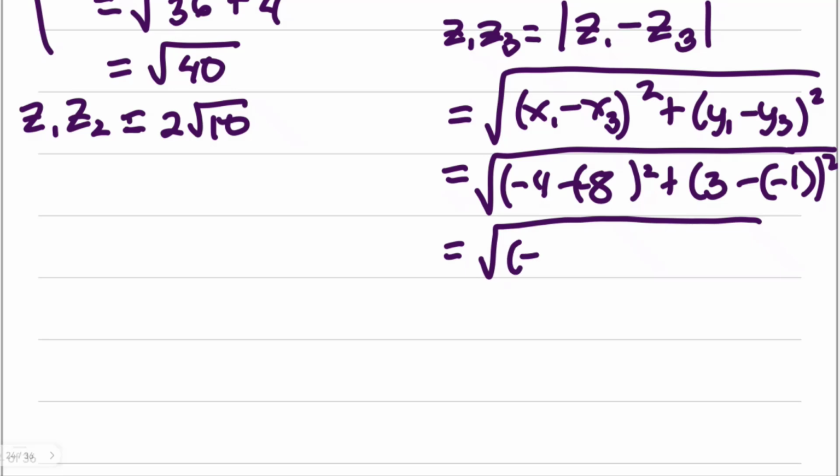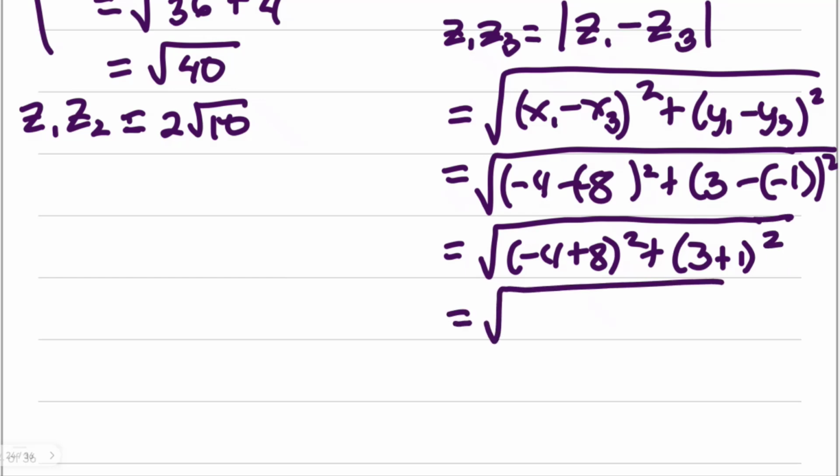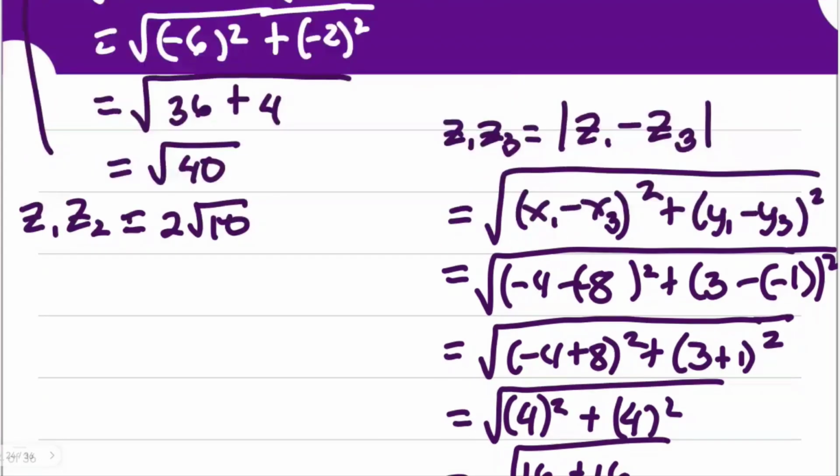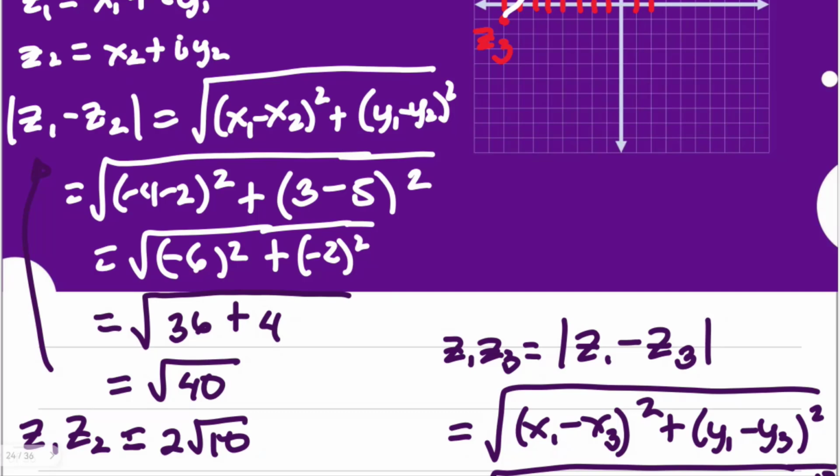Please don't forget, the double negative property will be applied here. That's negative 4 plus 8, 3 plus 1. So you will have the square of 4 and the square of 4. That's 16 plus 16, the square root of 32, which is the square root of 16 times 2. So you have 4 square root of 2. This is the distance between complex points z sub 1 and z sub 3.